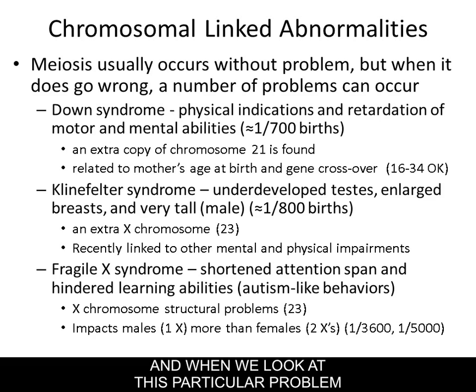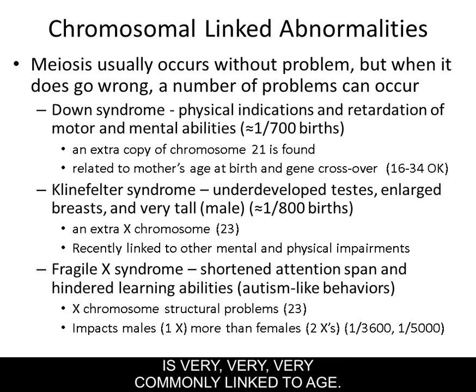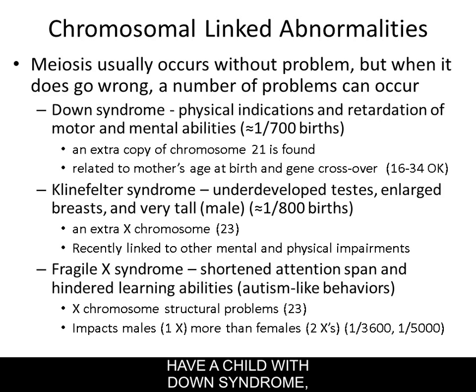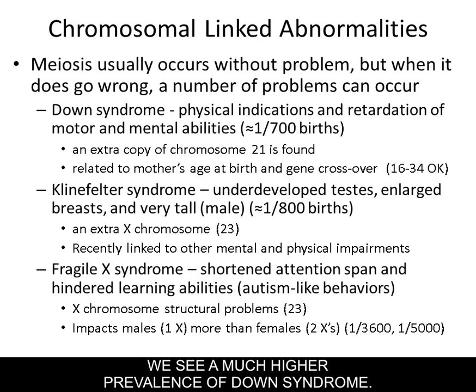And when we look at this particular problem, what we often see is that this disorder of Down syndrome is very, very commonly linked to age. In fact, very few women who have a child between the age of 16 and 34 have a child with Down syndrome. But if a mother gets over the age of 34, or 35 and beyond, or even younger than 16, we see a much higher prevalence of Down syndrome.